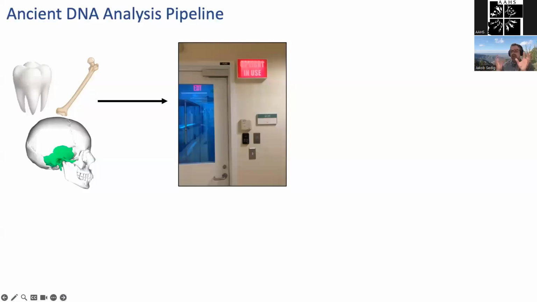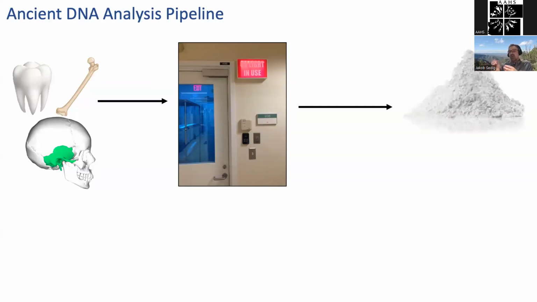We take that substrate, whatever we're using, into our clean room, and here you can see an example of the UV light on, which is killing any modern contaminating DNA that might be in the room that might contaminate the ancient DNA that we're working with. If it's bone, we take a very small sample from the bone, 37 milligrams, which is smaller than the tip of a pencil. We turn that into a powder.